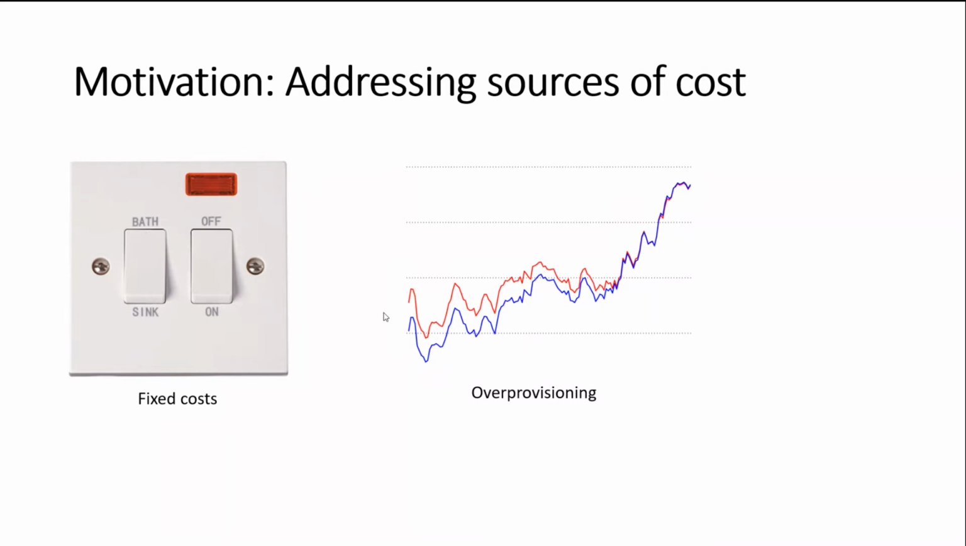And the second cost that we're looking at is the cost of over-provisioning. That's a case where we have too much provision going on. We've got more servers spun up than the actual demand requires.